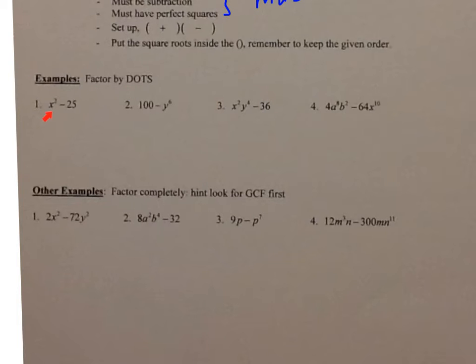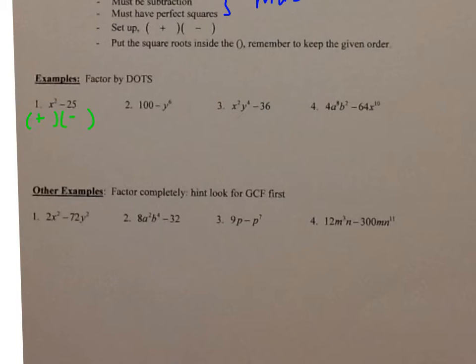So I have x squared minus 25. So you first look: 2 terms, yes. It is subtraction. Okay, and x squared has an even exponent, so that means it's a perfect square, and 25 is a perfect square. So we're going to set up our 2 parentheses. One's going to be a plus, one's going to be a minus.